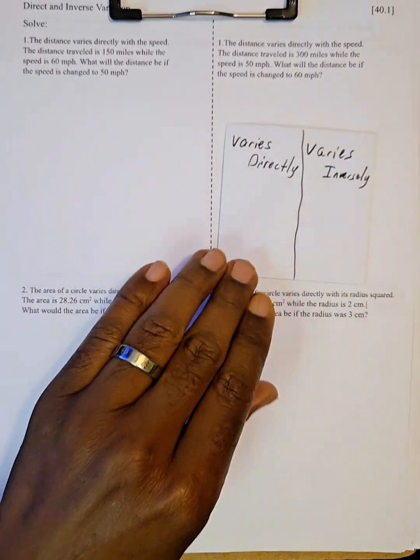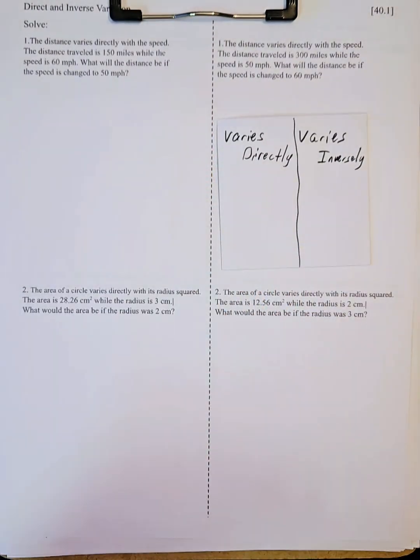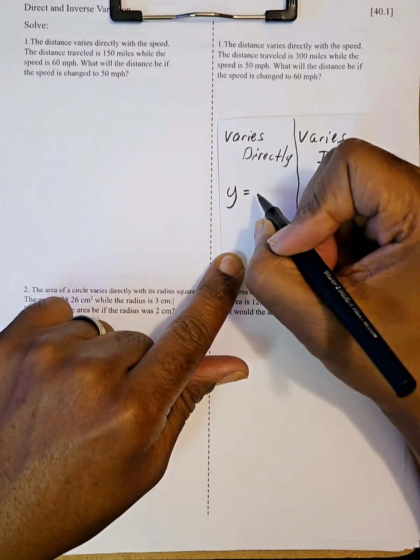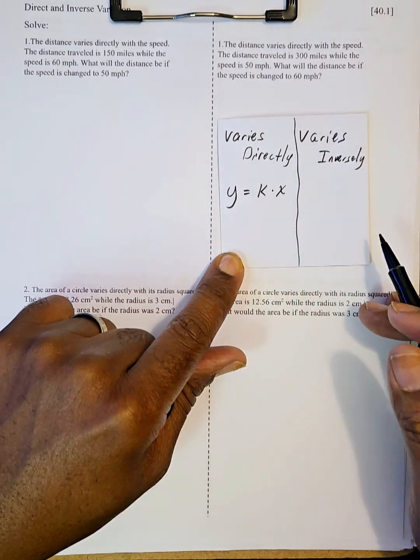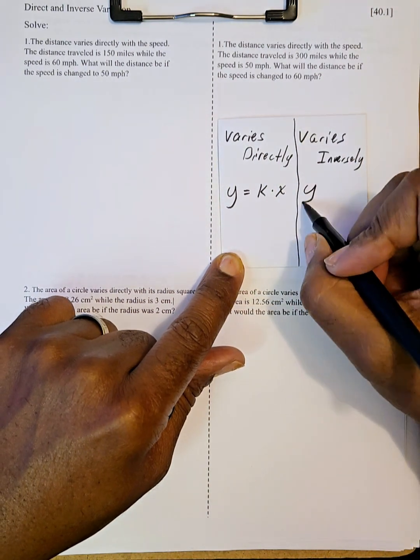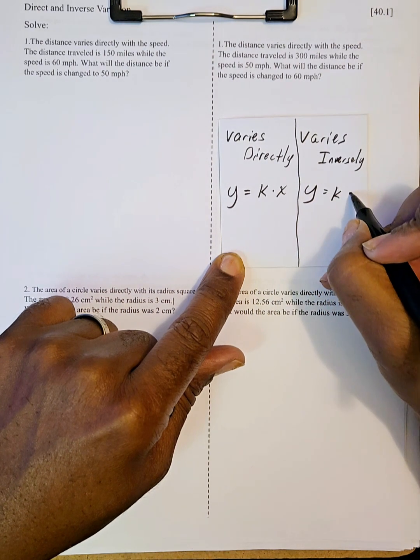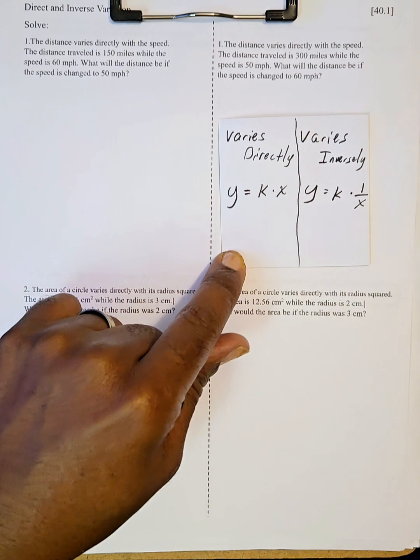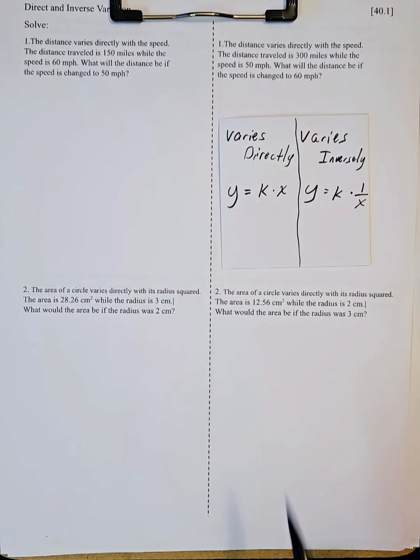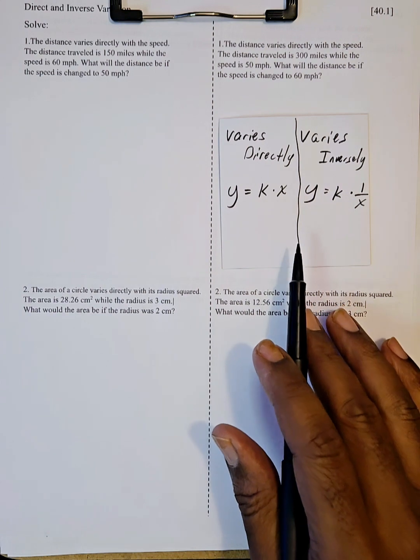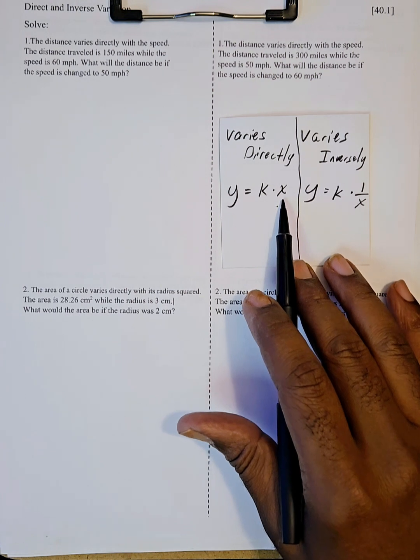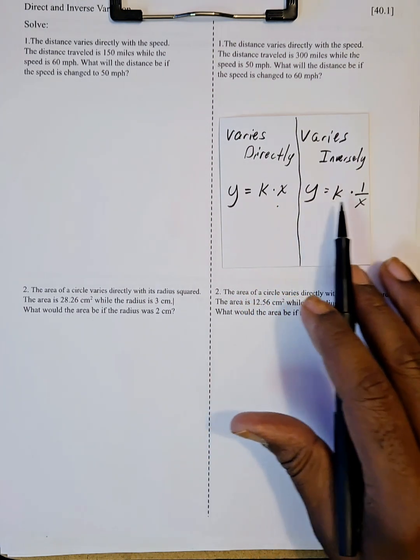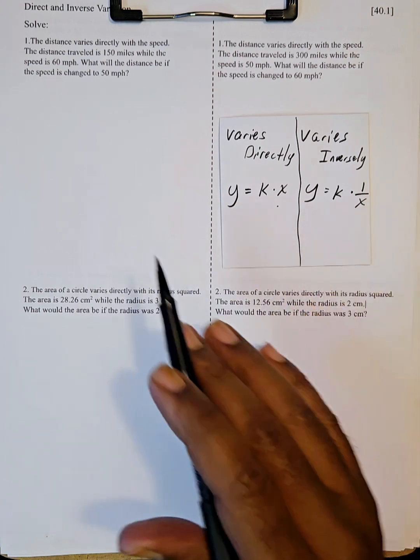Direct and inverse variation. When something varies directly, we write the form that y equals a constant times x. That's a direct. Whereas an inverse, we would have y equals k times 1 over x. And the y and x are described in the problem. They'll say this varies directly with this, or y varies directly with x, or they'll say y varies inversely with x. Okay. Let's take a look at the first one.